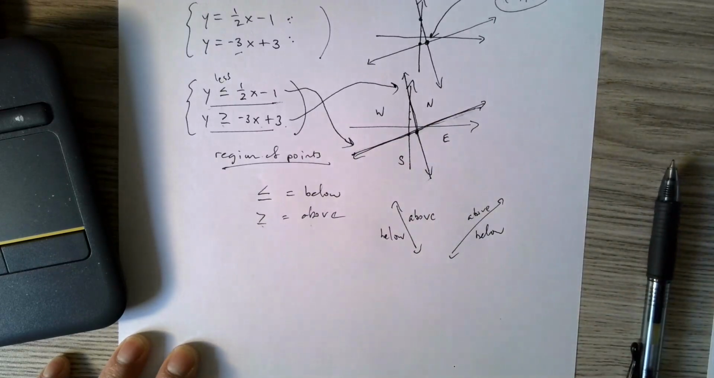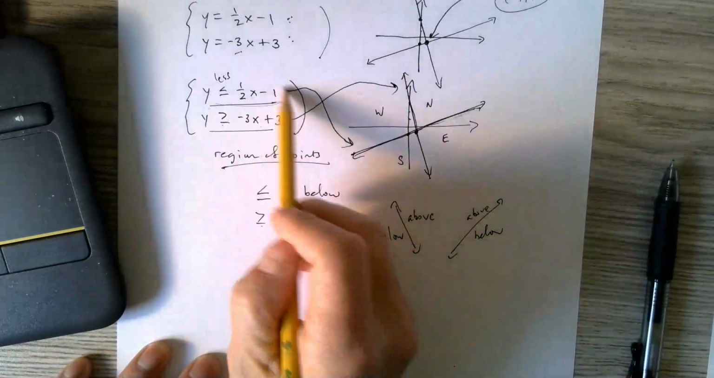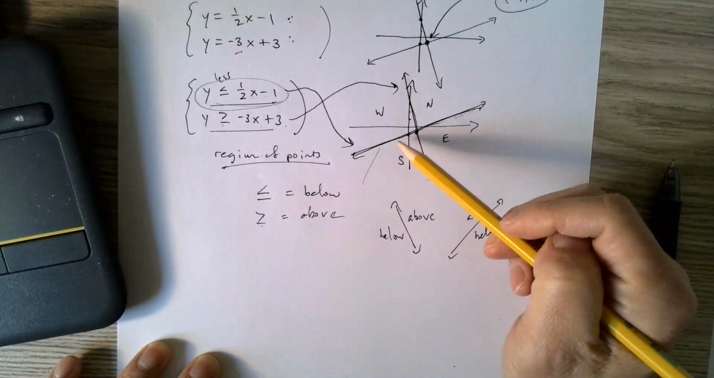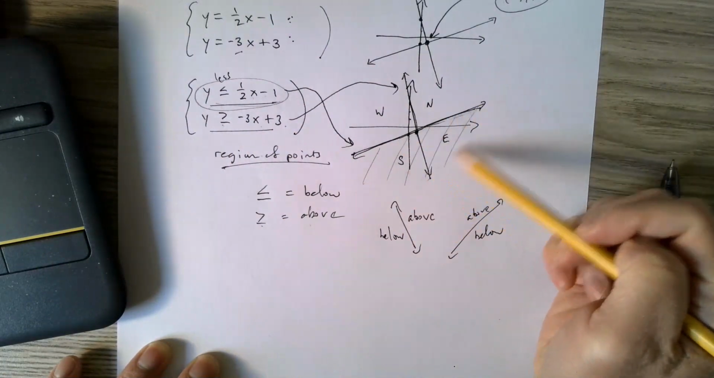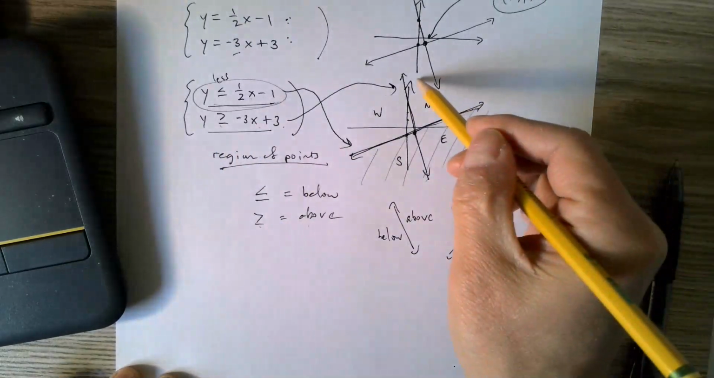Okay, now I'm going to use a pencil and shade the two regions. The first one, which was this, and then the second one, this.